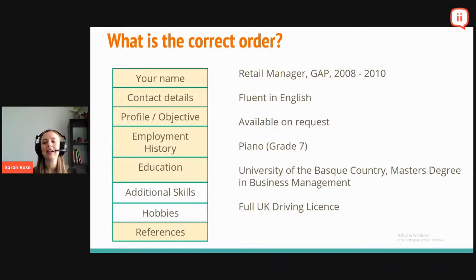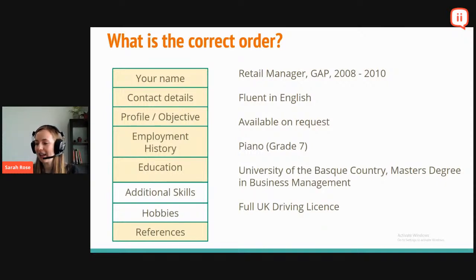Where do you think fluent in English goes? I'm going to show you. So fluent in English, well, this would probably go in additional skills. It's another skill. It's not a qualification, so it can't go in education, but we would put it in skills. Ask yourself, do you have your language skills on your CV? Have you put on your CV that you are fluent in Spanish or Italian or your mother tongue or Chinese? Have you put all the languages? Because being bilingual is a very important skill and you need to have it on your CV.